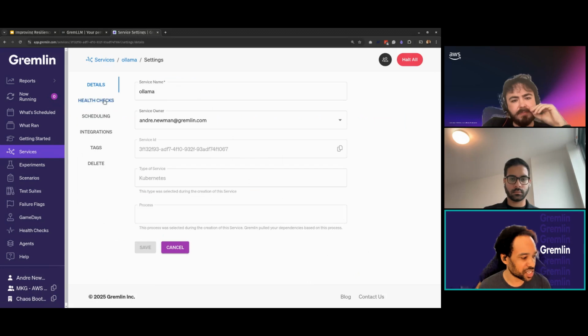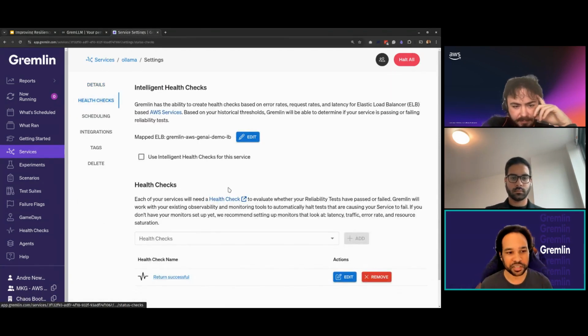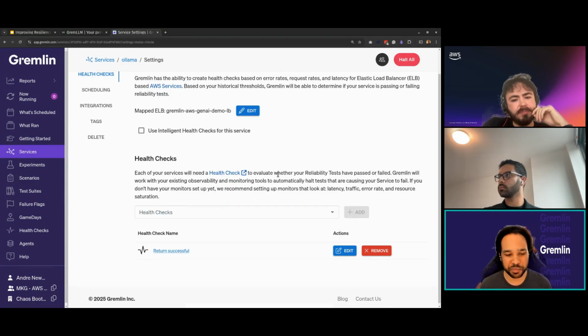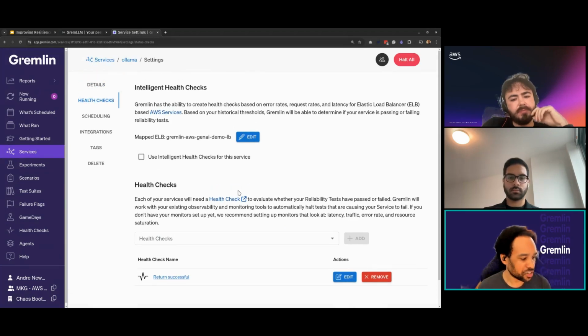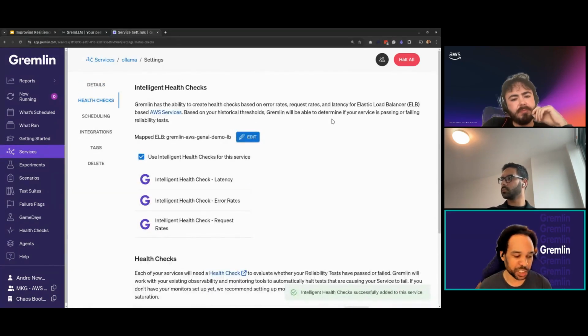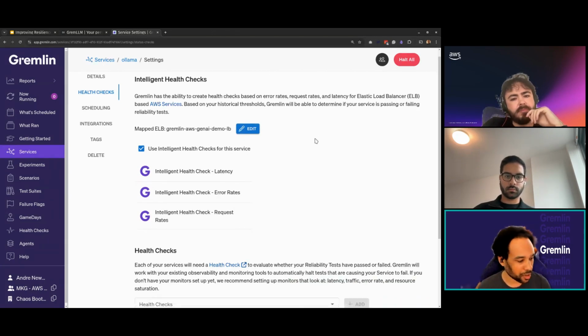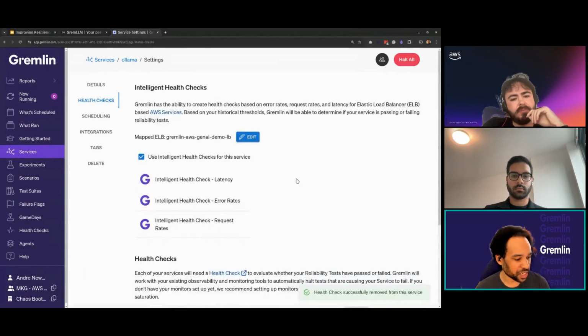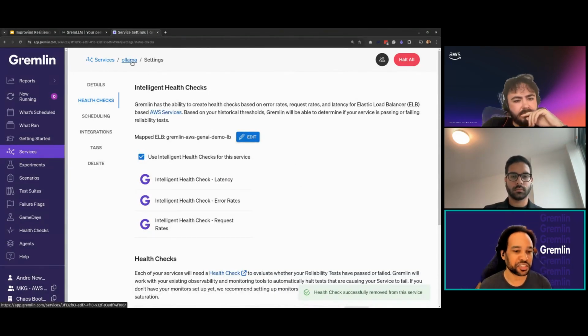If I go into settings and then go to health checks, you have the option of either using intelligent health checks, which are the ones that we automatically create for AWS services, or you can create your own health checks. These could be a number of different observability tools, or just a plain REST API or HTTP endpoint. In this case, I'm going to enable intelligent health checks just by checking that box. Gremlin uses the ELB that I had configured to create these health checks for me. I can use these with regular ones, but I'm just going to use these on their own. So I'll come down here, click remove, and now I have my health check set.